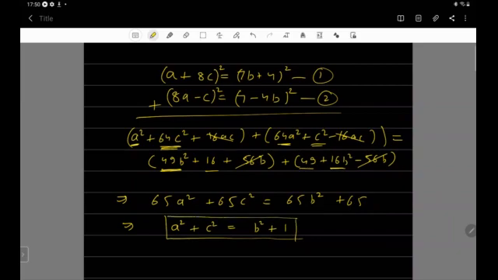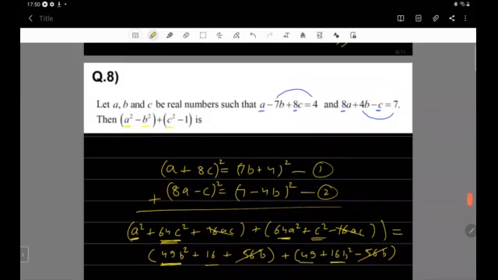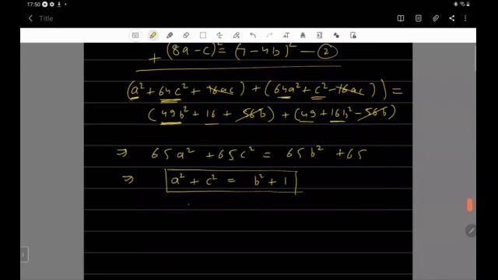And there you go. Since a square plus c square equals to b square plus 1, a square minus b square plus c square minus 1 should be equal to 0. So your answer is 0.